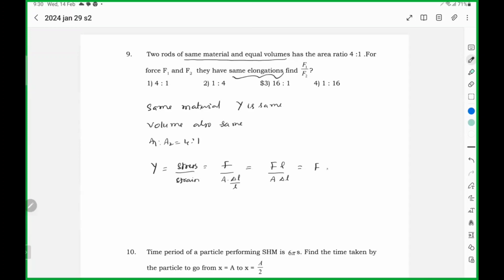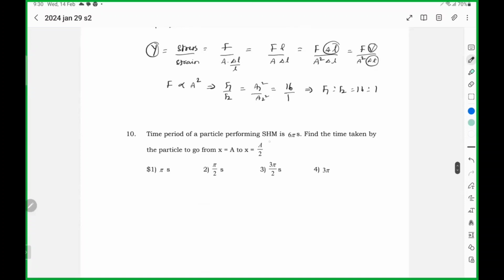F I will multiply with A. Delta L is volume. A square delta L is extension. Here extension is the same, volume is the same, same material, Young's modulus is the same. F is proportional to A square. F1 by F2 is A1 square by A2 square, that is 16 by 1. So F1 is to F2 is 16 is to 1.